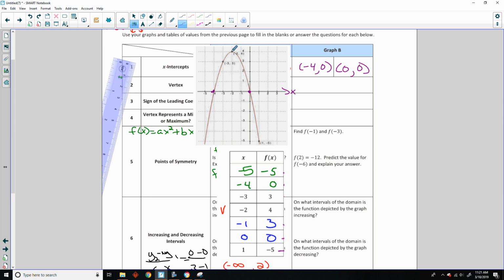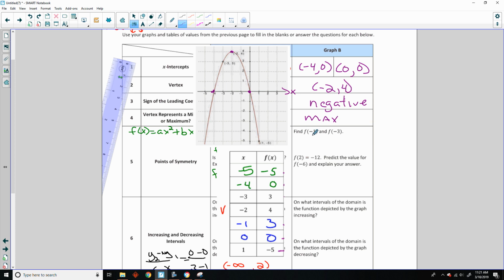The vertex is the point at the top, which is the maximum, or the point at the bottom if it's opening up, or the minimum. That point is (-2, 4). Sign of the leading coefficient. Remember, it's opening down, so that would be negative. And the vertex represents a minimum or maximum. Well, it's a negative a, so that's a highest point. Can never go any higher than this, so that is a maximum.